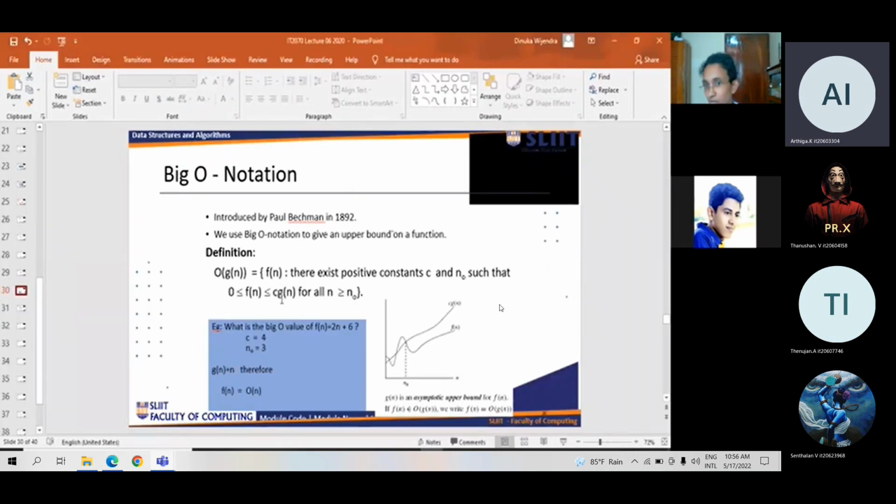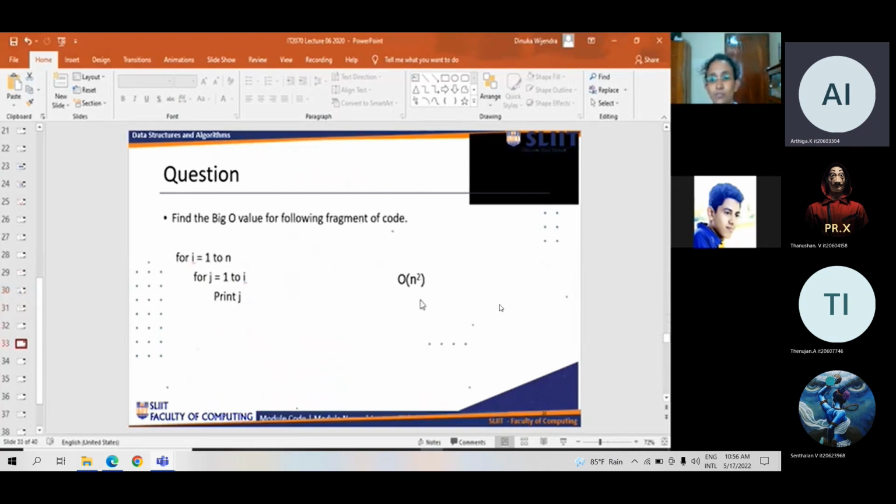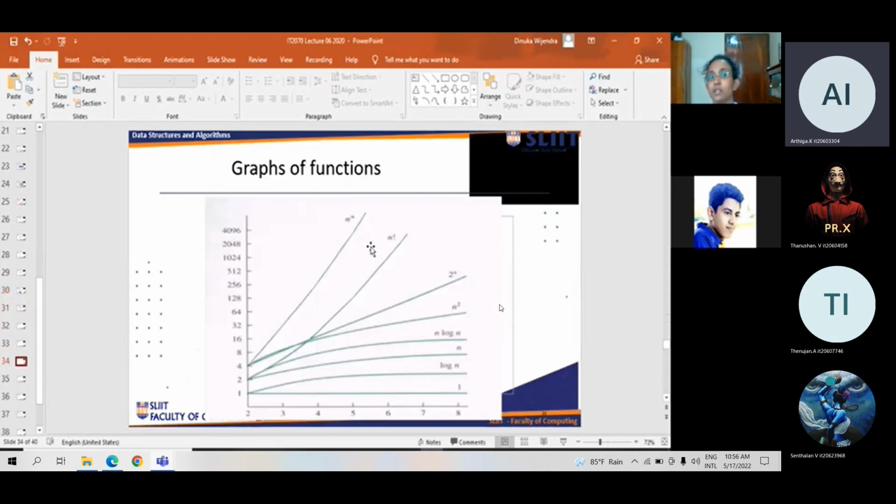Okay, so this is the same definition I wrote in my Word document, and this is the equation. You can see that C dot g(n) is always the upper bound. That's what I told you: big O value is always talking about the upper limit. This is what I was talking about. I will go to the lecture slides again.